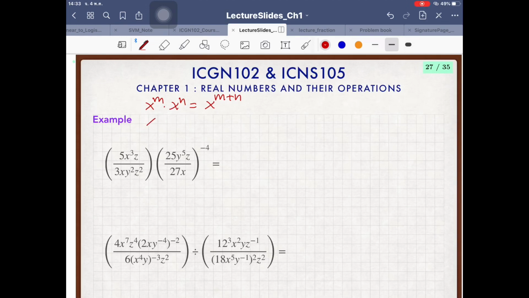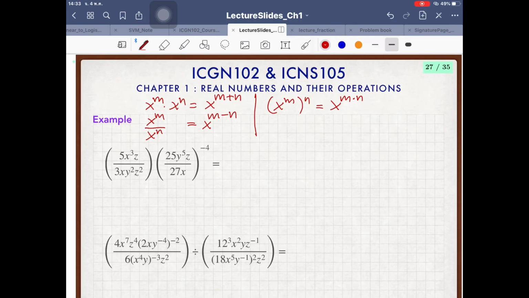Or in the case when you have x to the power m divided by x to the power n, you just take the subtraction between the two powers. In the next rule, if you take the power twice, let me write it out again. When you take the power twice, you just multiply the powers together, m times n.